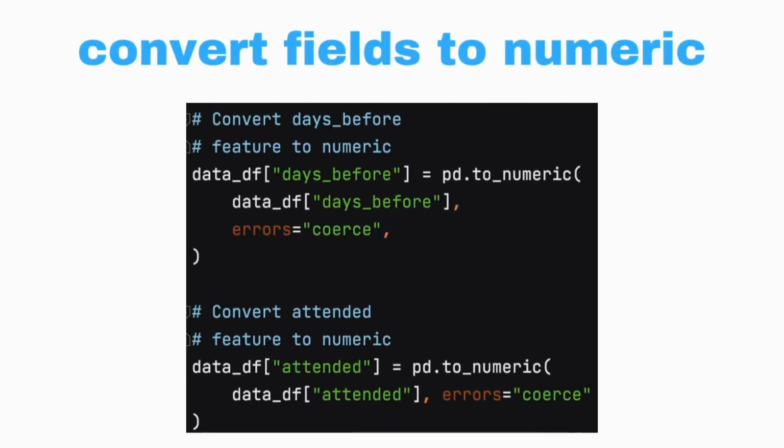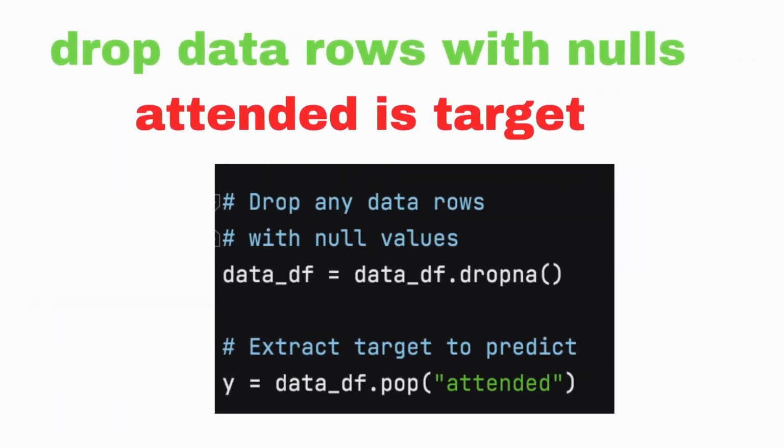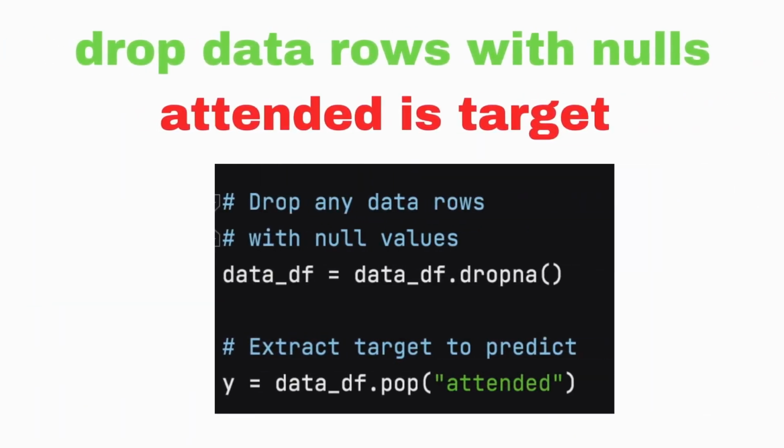Some of the data variables were loaded as objects, so here I'm just converting them to numeric, using pandas to_numeric. I'm converting days before, which is the number of days before the class the booking was made, and converting that to a numeric, as well as the class we're predicting, attended, which will have values 1 or 0. 0 means not attend, 1 means attend. This is just cleaning the data. I then dropped rows from the dataset which had null values using dropna. I then extracted the attended variable we're predicting into a Y variable.